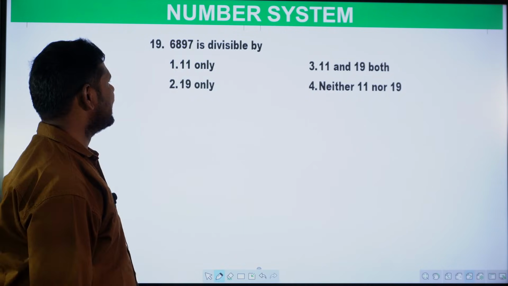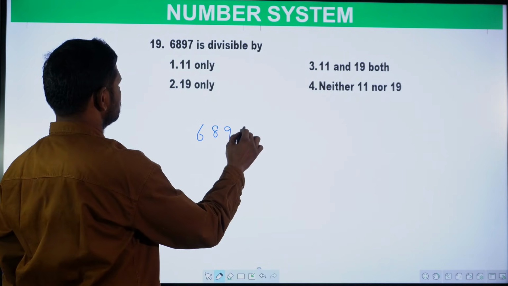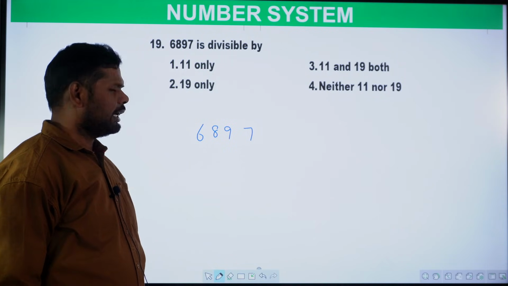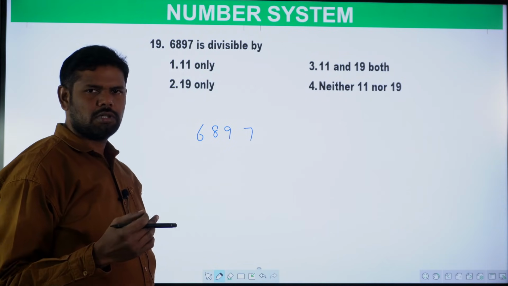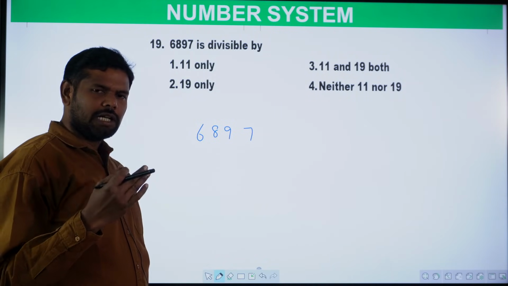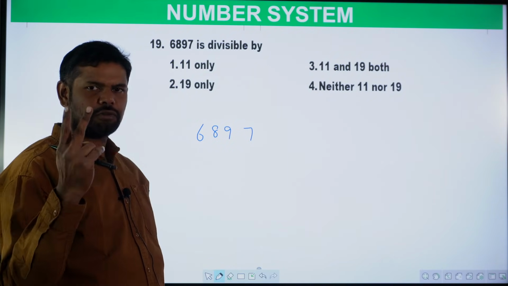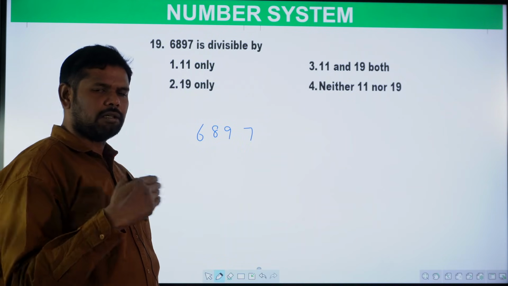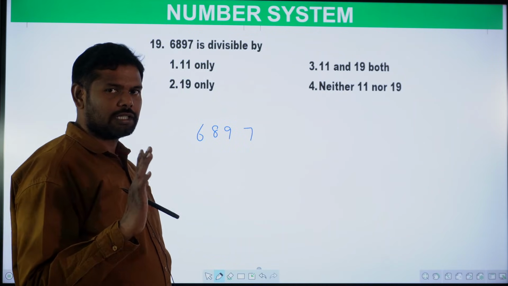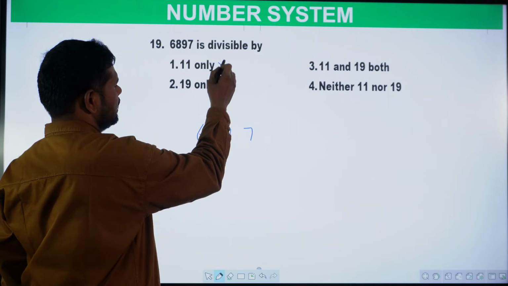Next one. 6897 is divisible by, and the options include 11 only. Alright, 'only' means you simply avoid that one. Why? Because any number is divisible by 1 also. If suppose 65 is divisible by 1 only, or 13 only, then definitely that number has at least some factor other than 1. Any number is having at least 2 factors, whether prime, odd, even or composite. So that's why, 'only' means you eliminate that option directly.